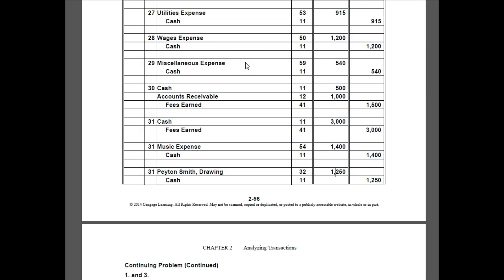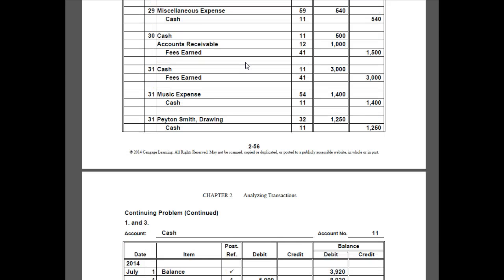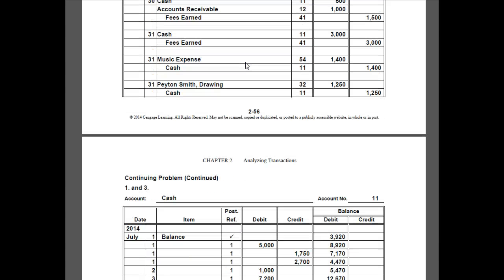So the next thing we're going to look at is going to be how to put this in the general ledger.